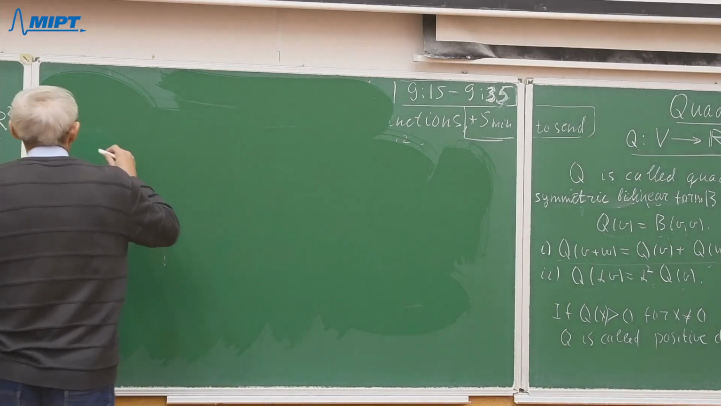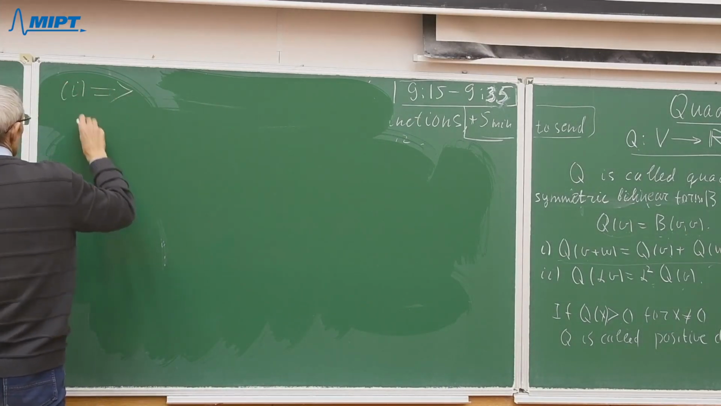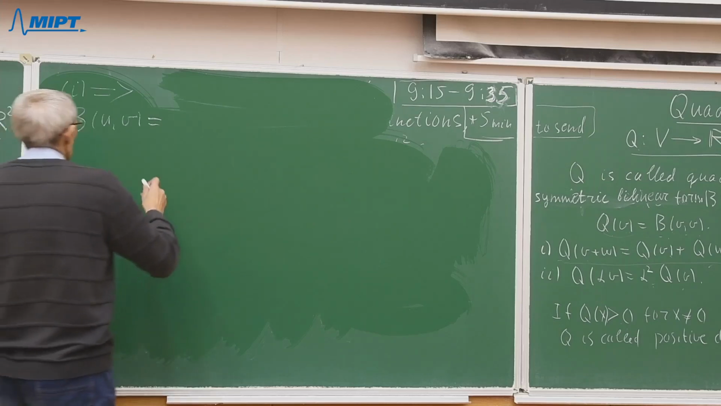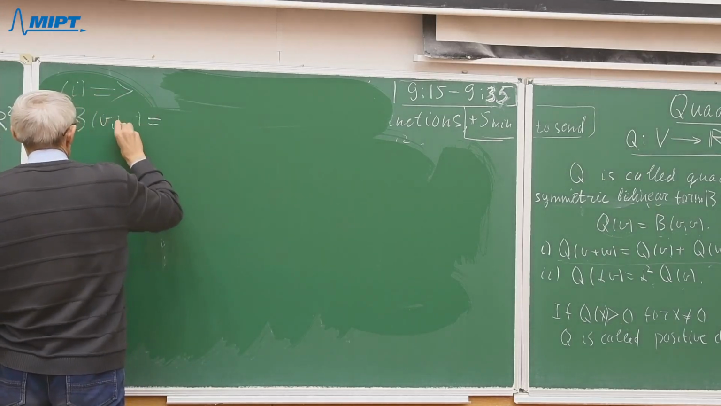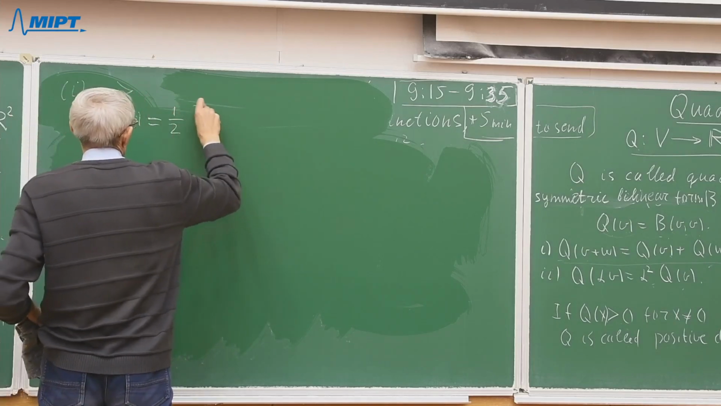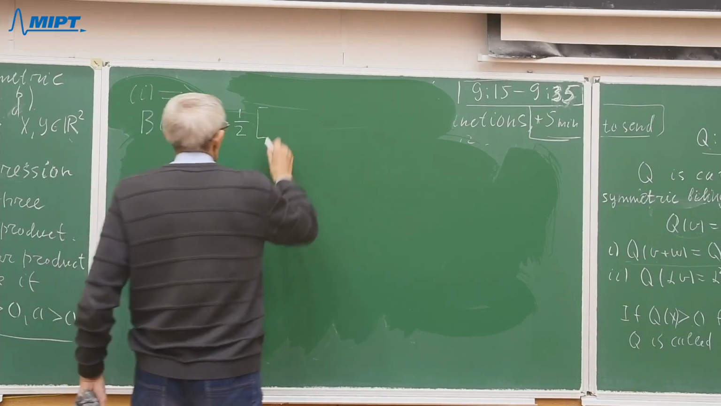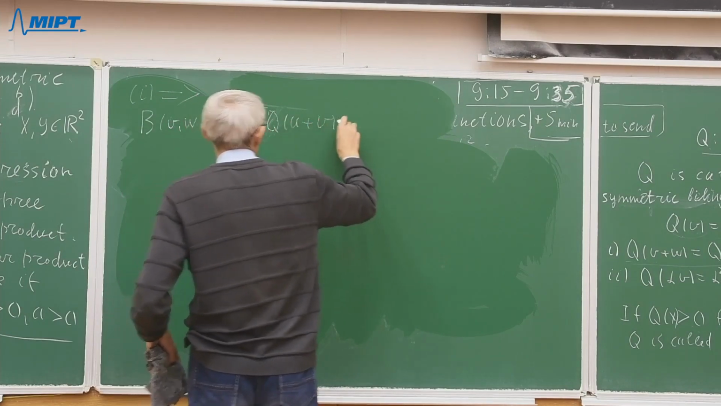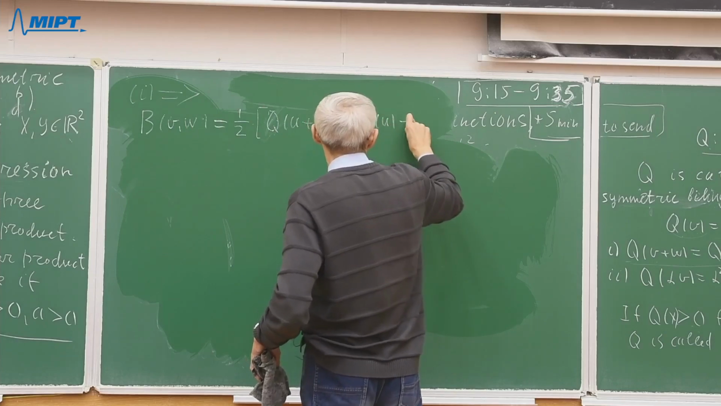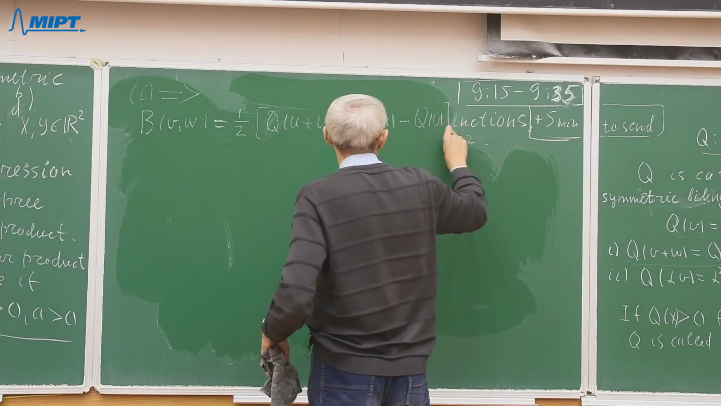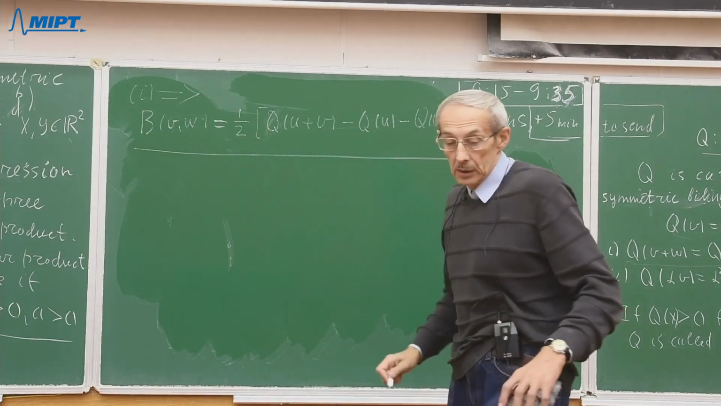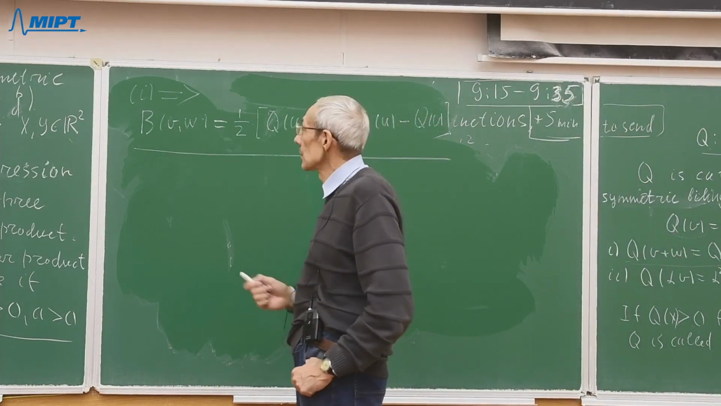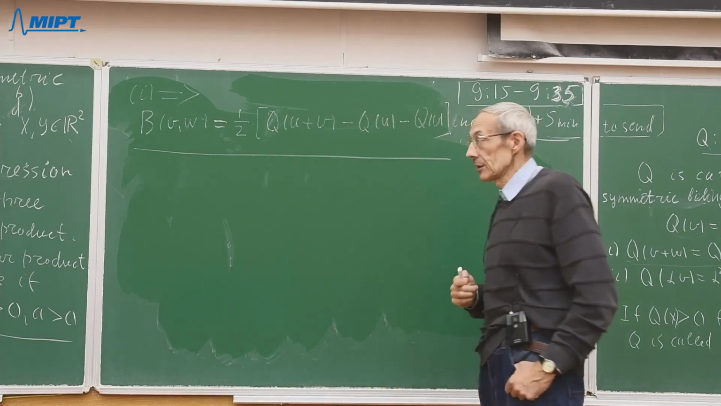Namely, from property 1, it follows that the bilinear form on the pair of vectors V and W is equal to one half of Q(V plus W) minus Q(V) minus Q(W). In other words, we can restore the initial bilinear form in terms of the quadratic form.